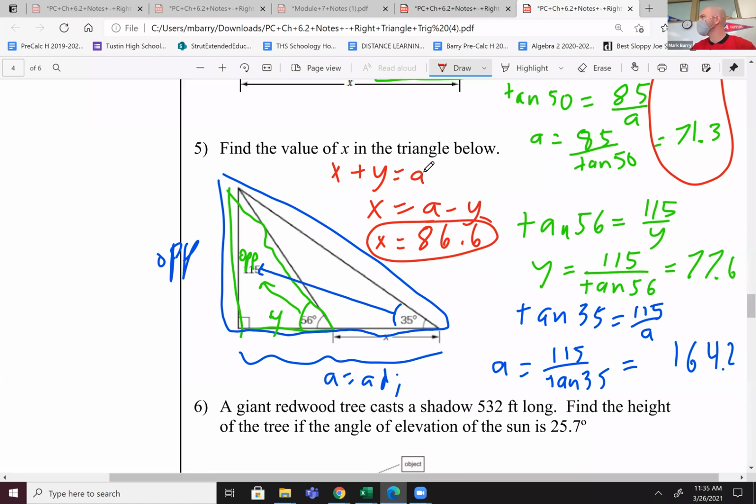Okay, so those are kind of the challenging non-word problems we're going to be doing in this section. So try your best to break it into pieces. Find right triangles. That's really the key there, okay? Because with right triangles we can use SOHCAHTOA.